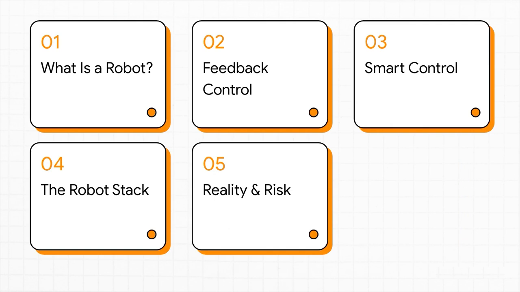Okay, so here's our game plan. We're going to start by figuring out what actually makes a robot a robot. Then we'll uncover the secret sauce that really makes them work. After that, we'll look at the smart controls that fine-tune their actions, see how the whole system fits together, and finally, we'll get into their real-world impact and some of the tough questions that come with it.